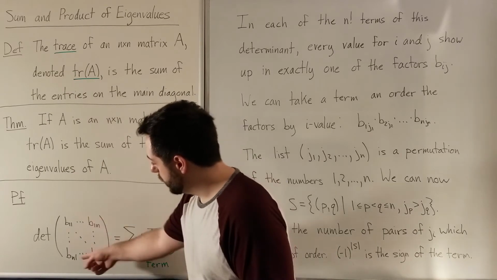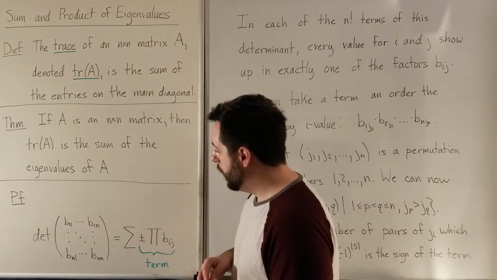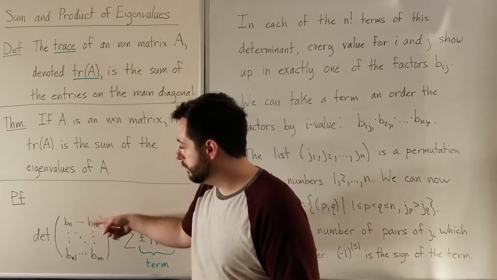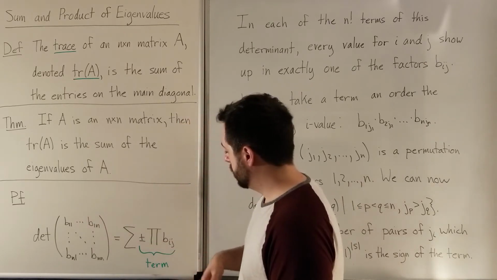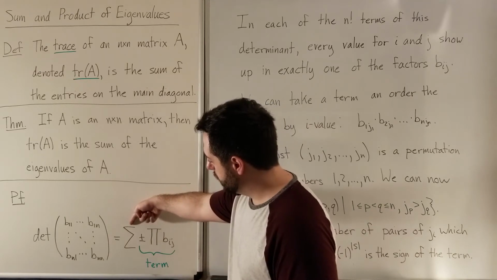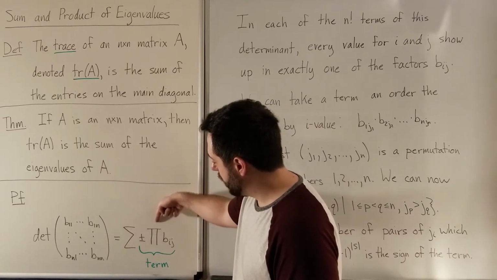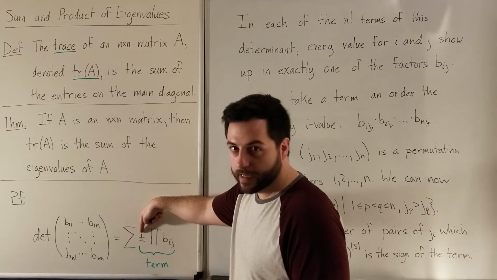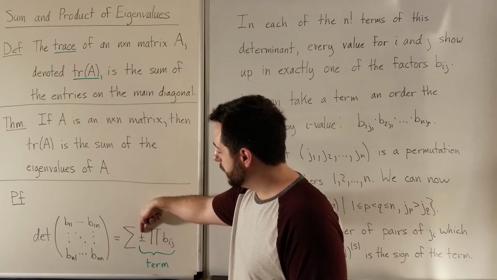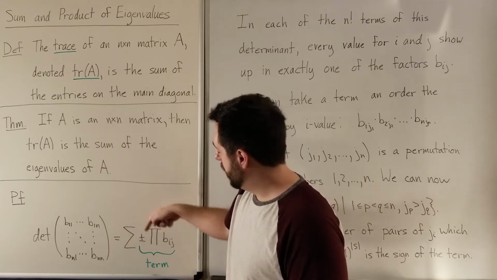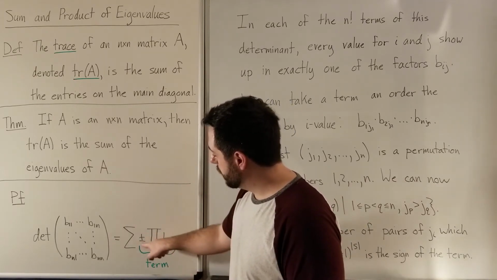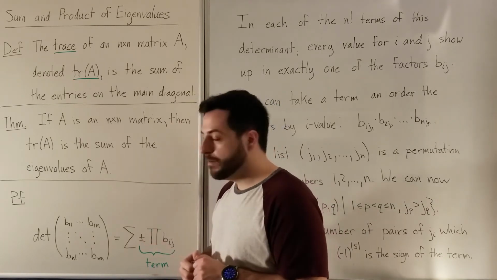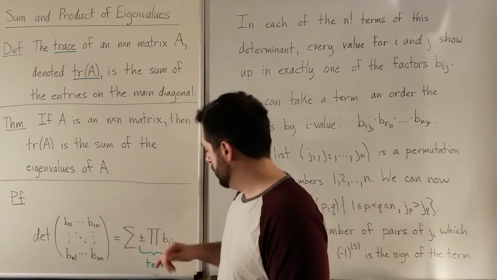When you take the determinant of an n-by-n matrix, what you're going to get is the sum of a bunch of products of these b_ij's. I've written that as the sum of a bunch of these products. Each of these products will also have a sign associated to it, so you might be adding some and subtracting others. This product, together with the sign, is the thing I'm going to call a term. So when I refer to a term, that's what I mean.